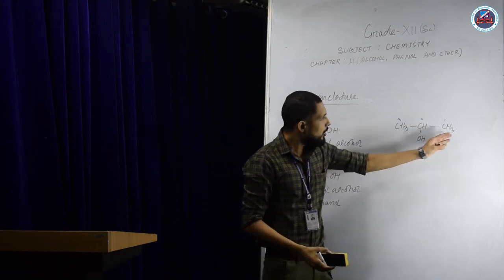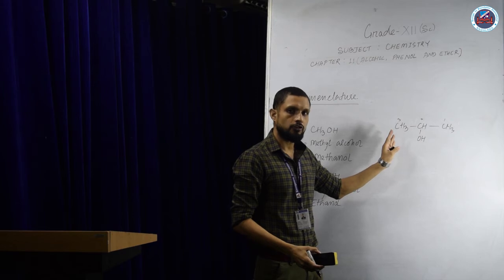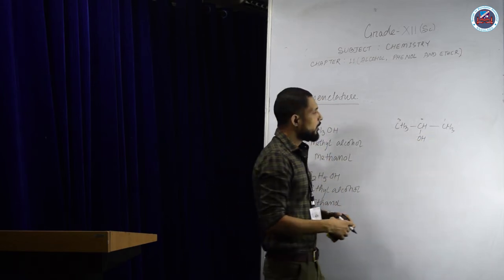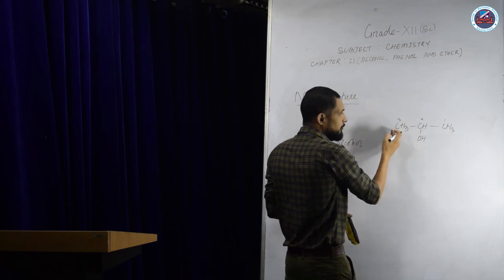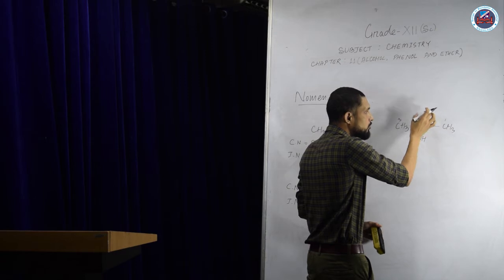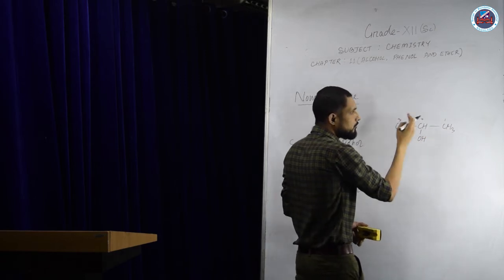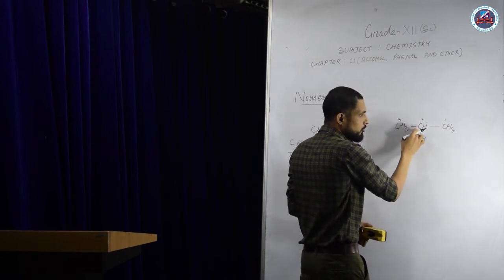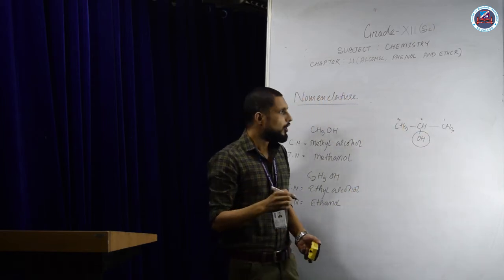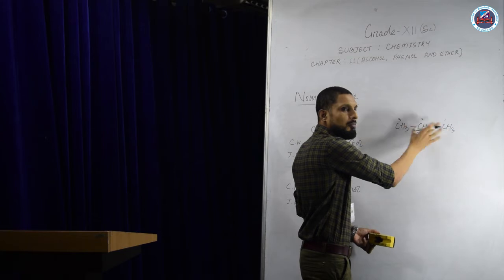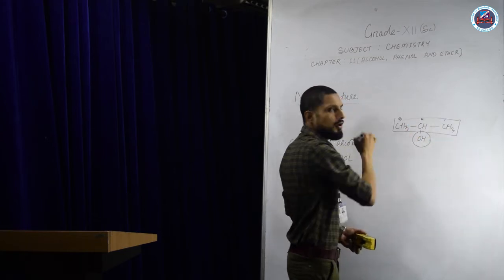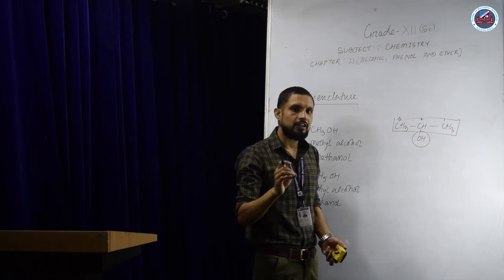Next, you'll number it in such a way that OH gets the lowest position. So if you go from right to left, 1, 2, OH will get position 2. From left to right, 1, 2, OH will again get the same position, that is position 2. So you can count from either side. So let us take 1, 2, 3, the longest possible chain, 3 carbon atoms.